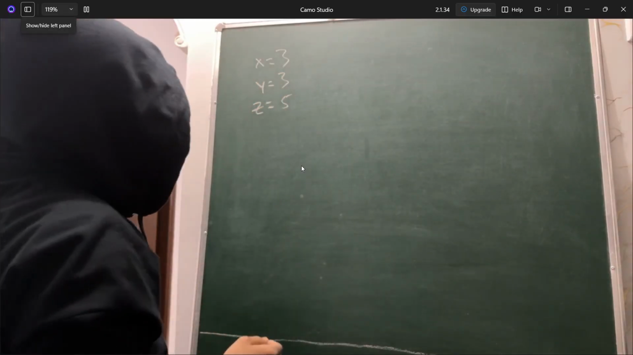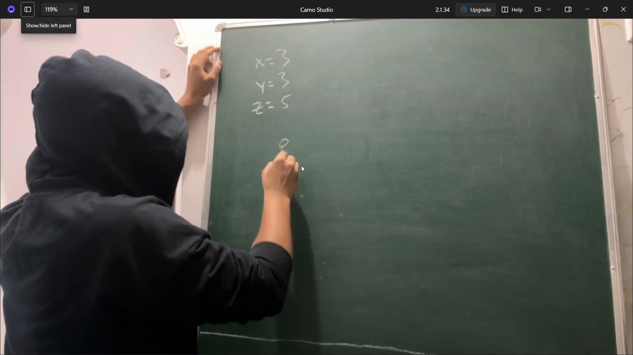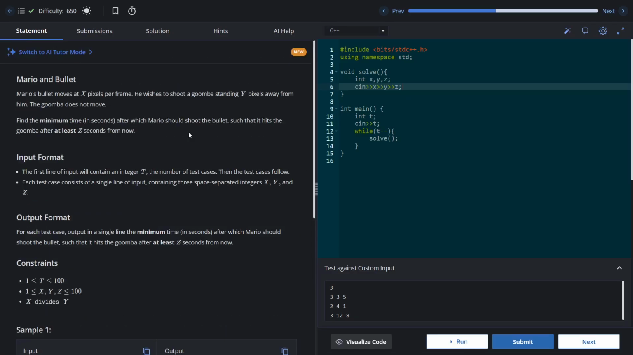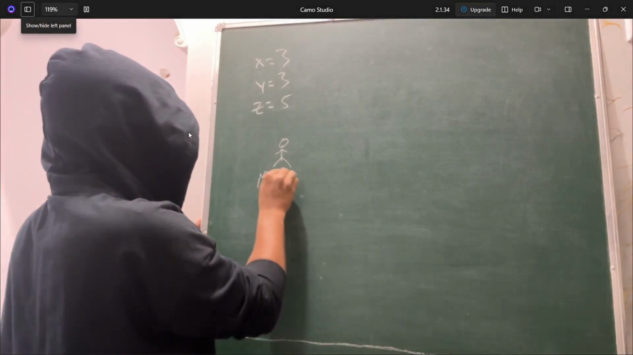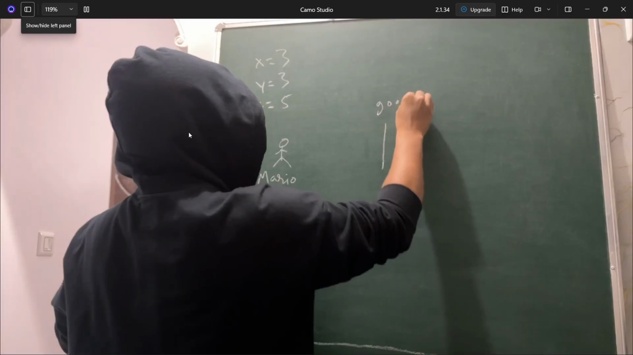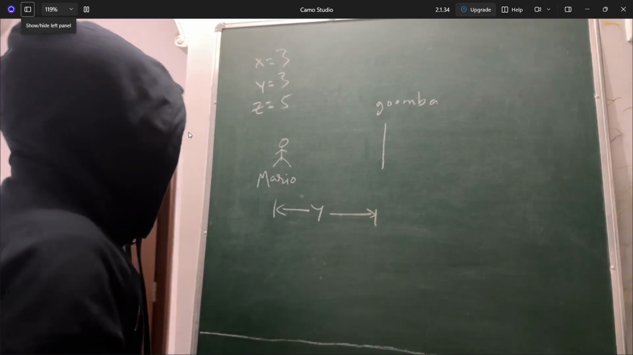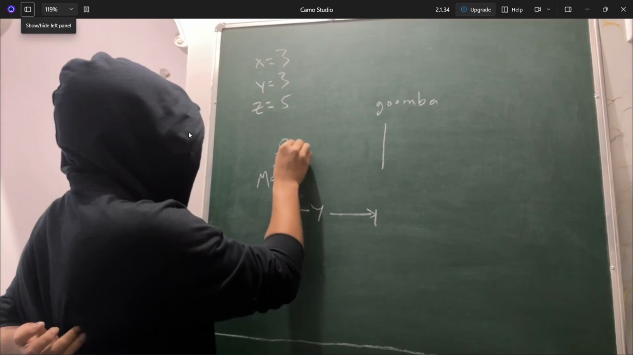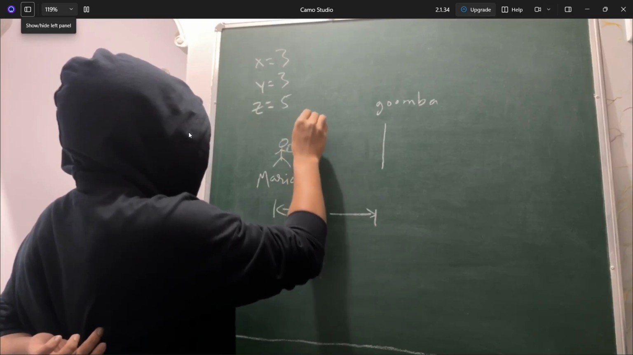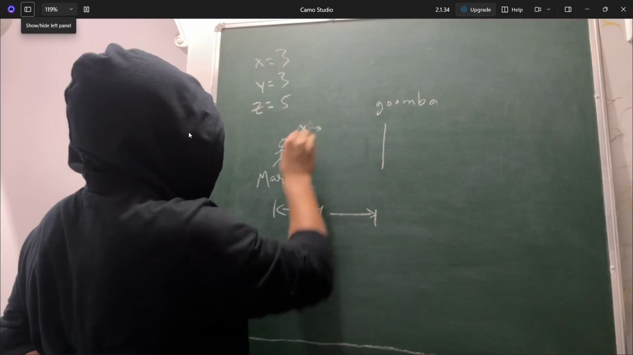So x, y, z they have given values as 3, 3, 5. What they're saying is basically we have Mario, and here we have the Goomba, which is at a distance of y pixels. He has a bullet, a gun you can think of. He will shoot that, and its speed is x pixels per frame. So its speed is that basically.